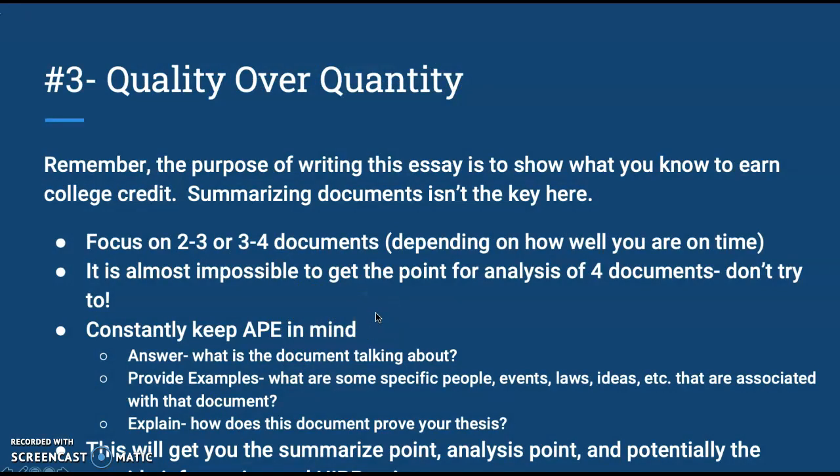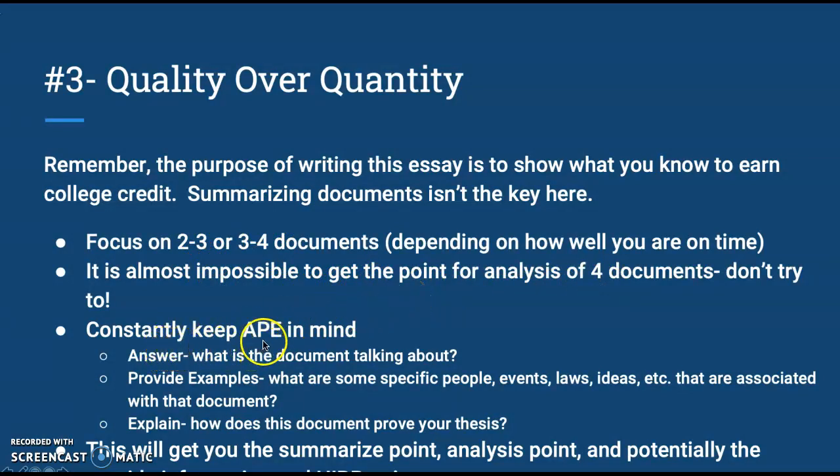All right, quality over quantity. We talked about this before. The purpose is to show what you know and to earn college credit. Saying that you can summarize all 5 documents, like I have a lot of kids writing, well, document 1 says, document 2 says, that's not showing what you know. That's showing that you can summarize documents, which is not really a college skill. So you want to focus on 2 to 3 or 3 to 4, depending on how good you are in time. Hopefully you're practicing a ton. It's really going to be hard to get the 4 documents. So you know you the best.